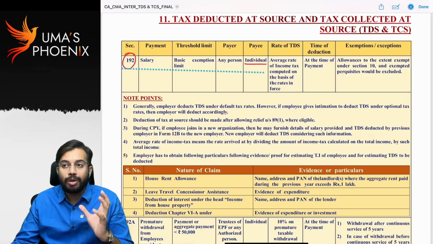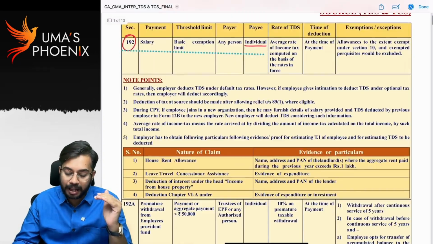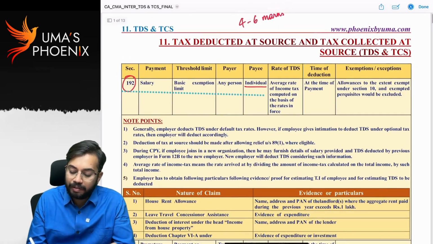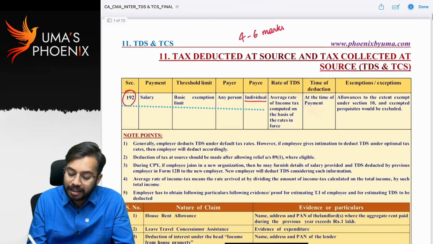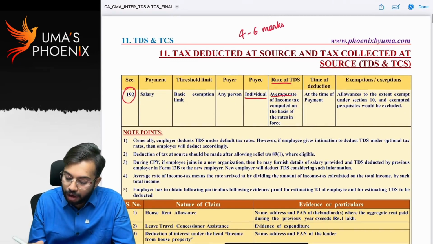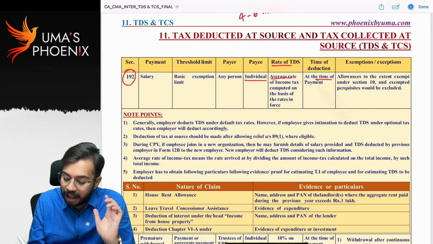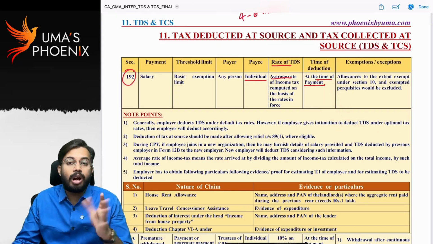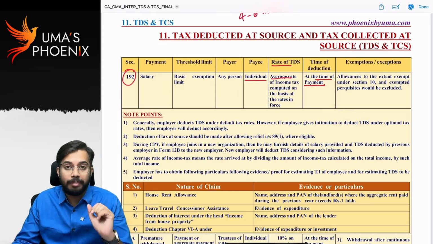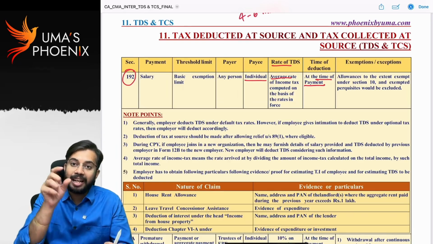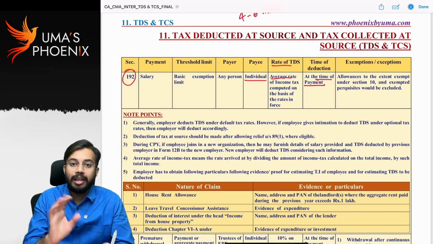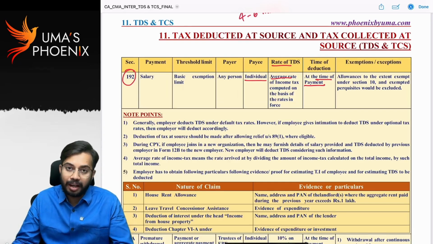Is it clear? So only if salary is greater than basic exemption limit, then only TDS is required to be deducted. What is the rate of TDS? Average rate of income tax computed on the basis of rates in force. When is TDS required to be deducted? At the time of payment. If the employer did not pay salary, but claimed expenditure on accrual basis, the employer is not required to deduct TDS. Only when salary is actually paid to the employee, then only TDS is required to be deducted.